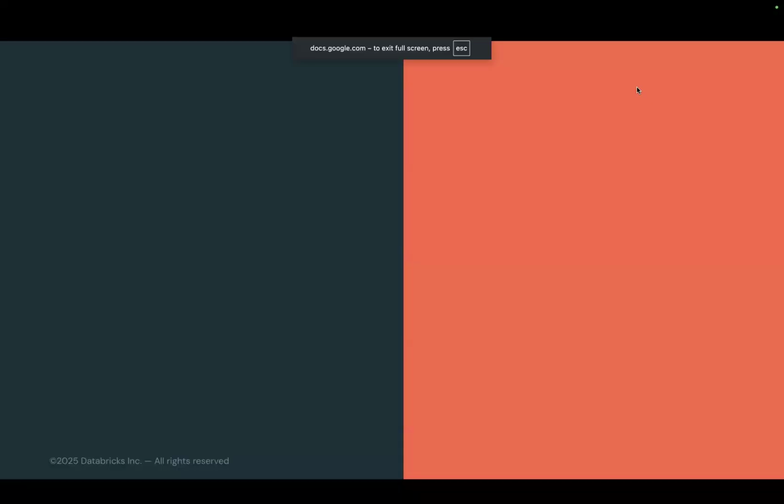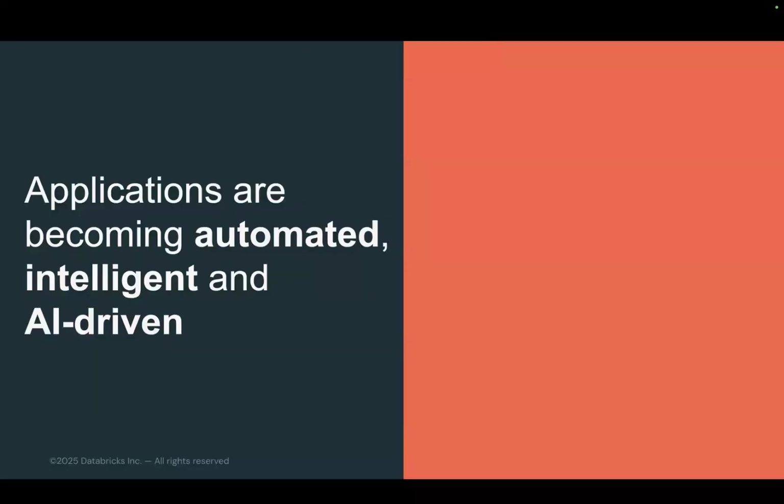Maybe before I close, I wanted to summarize. What we observe in the industry, and how we see the industry evolving, is that applications are becoming more and more automated. The AI, especially the Gen AI space and the AI agent space, is influencing these applications a lot, so they are becoming more intelligent and AI driven. That's one part of it, and I think that's the way the industry is headed.